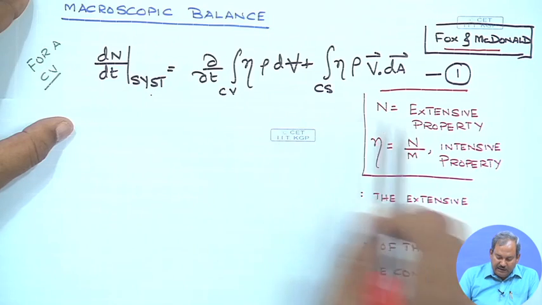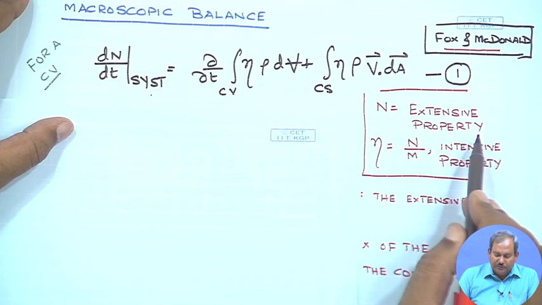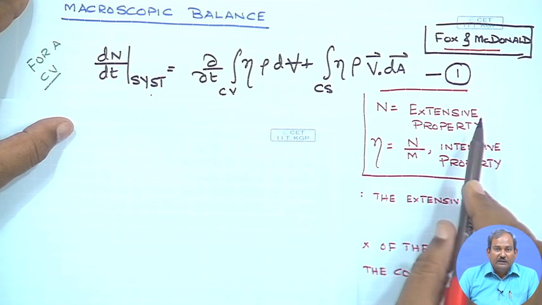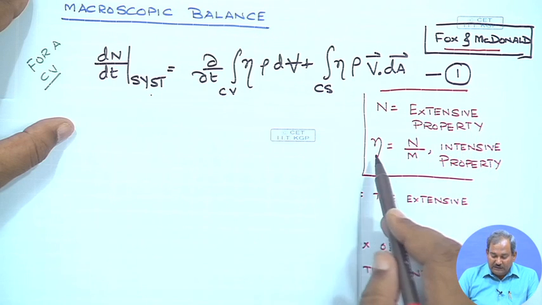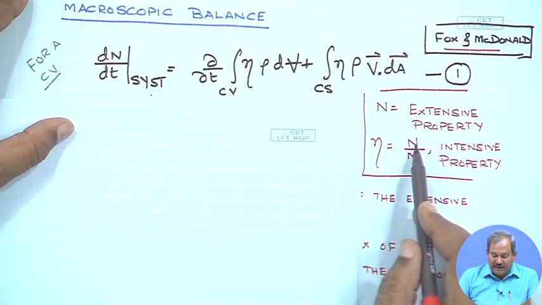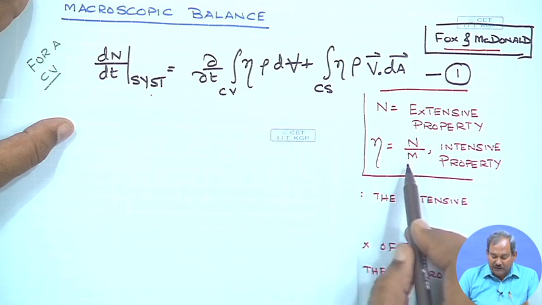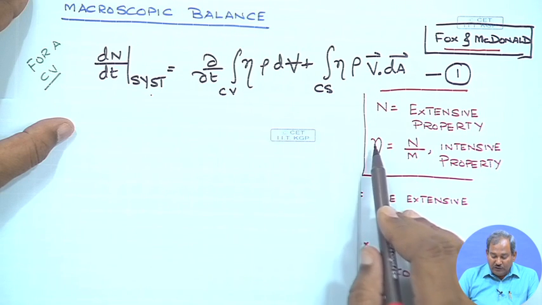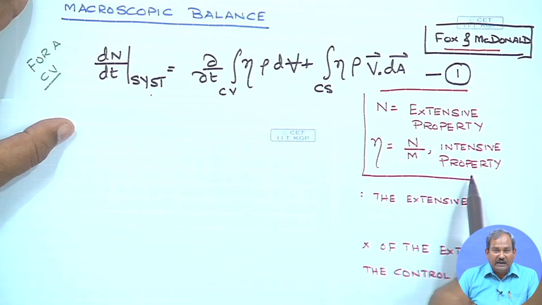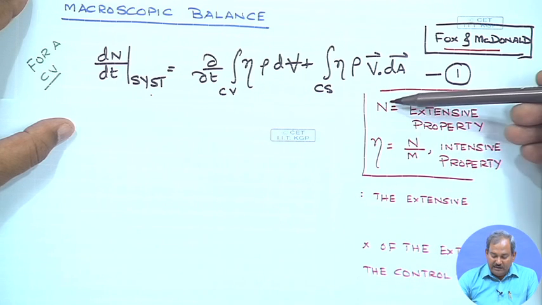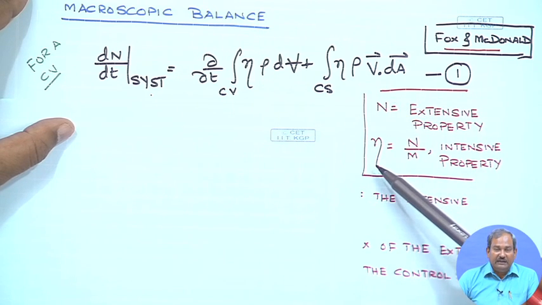First of all, N is any extensive property of the system. N could be the mass of the system, N could be the momentum of the system. Whereas eta, which is N by M, where M stands for the mass of the system, so eta equal to N by M is the corresponding intensive property. So, N is the extensive property and eta is the corresponding intensive property.